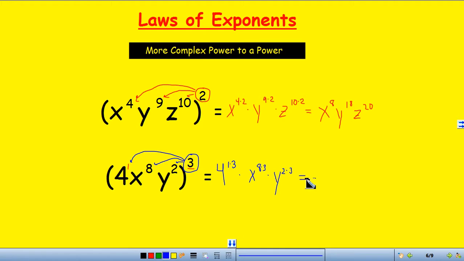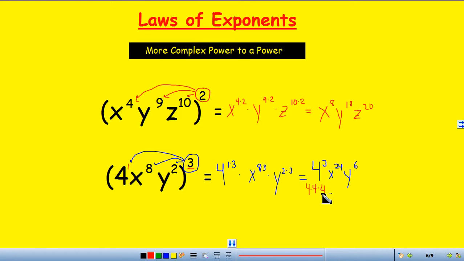Now, when we simplify this, we get 4 to the power of 1 times 3, which equals 3. We have x to the power of 8 times 3, which gives us 24, times y to the 2 times 3, which gives us 6. Now, 4 raised to the power of 3 is small compared to others. So what we can do is we can go ahead and expand that out.